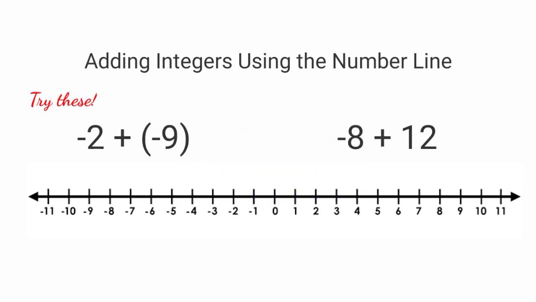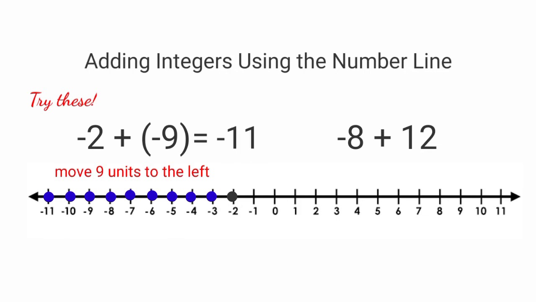How about we try these items? To start, let us locate negative 2 in the number line. And since that is negative 9, we will be moving 9 units to the left. That is 1, 2, 3, 4, 5, 6, 7, 8, 9. We ended up with negative 11. Therefore, negative 2 plus negative 9 is equal to negative 11.